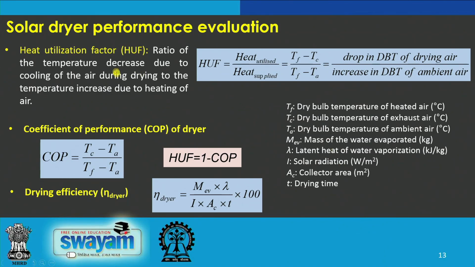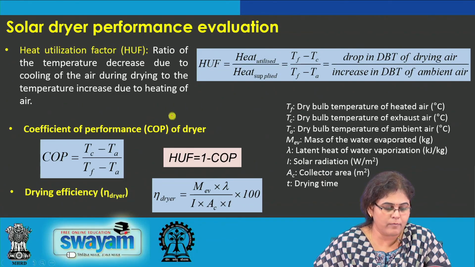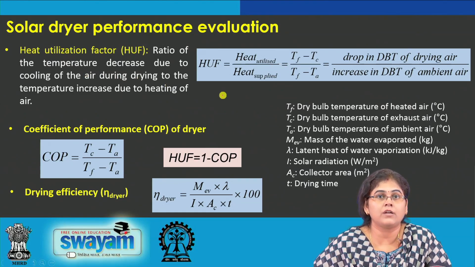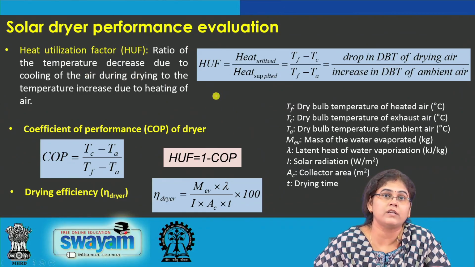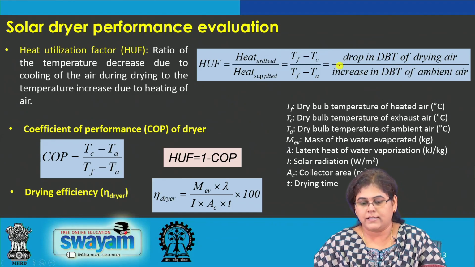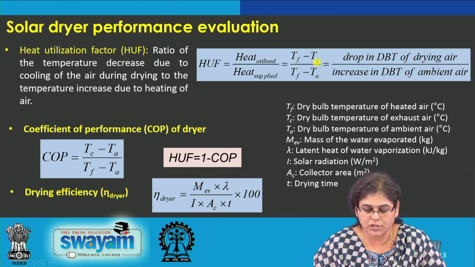The performance evaluation of the solar dryer can be categorized into three important parameters: heat utilization factor, coefficient of performance and efficiency of the dryer, or the drying efficiency. Heat utilization factor is the ratio of the temperature decrease due to cooling of the air during drying to the temperature increase due to heating of the air. This is designated as HUF, that is heat utilized per heat supplied.